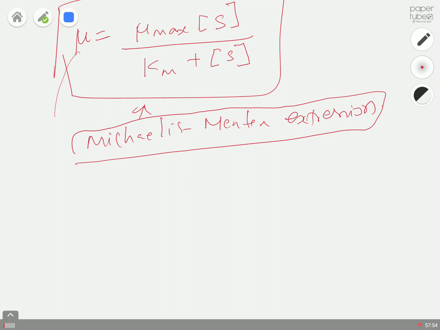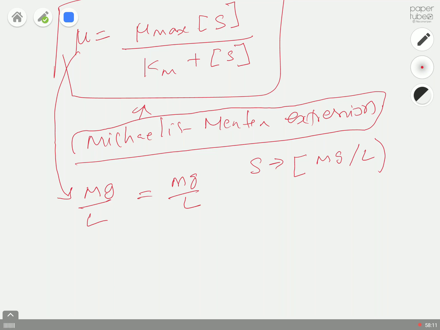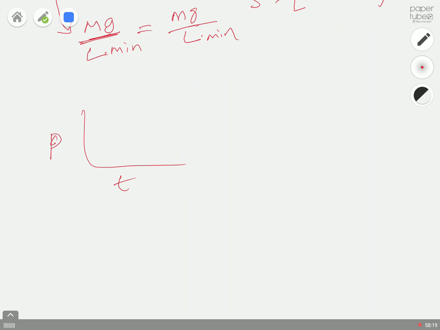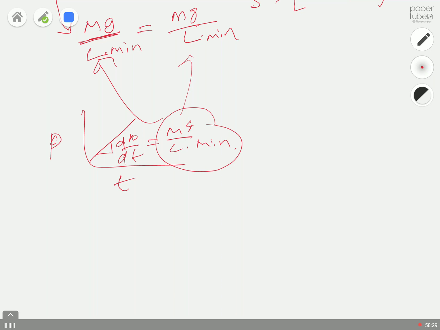So this mu value has the unit of milligrams per liter. This mu max will have the unit of milligrams per liter. Your substrate concentration will have the unit of, it depends on how you express your substrate concentration, milligrams per liter. Sorry, this one will have unit of milligrams per liter per minute, because this is P versus time. So this is changing P versus changing time, milligrams per liter by time, which is in minutes. So that's the unit of your mu value and mu max.